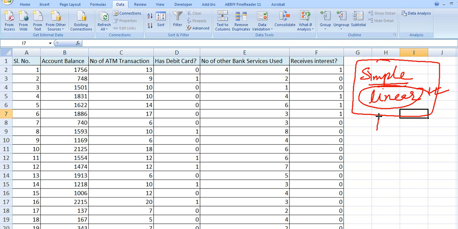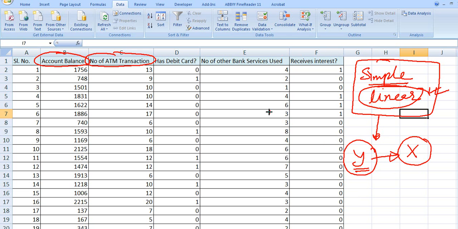In a simple linear regression we have one independent variable, usually denoted by x, and y is denoted as the dependent variable. So you will say that y is dependent on x. Here we want to find out if there is any relationship between the account balance and the number of ATM transactions done by the client. The relation is expressed as y equal to a plus bx, where y is the account balance and x is the number of ATM transactions done.